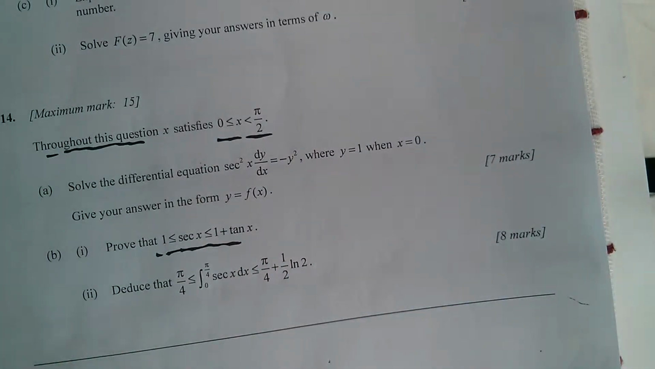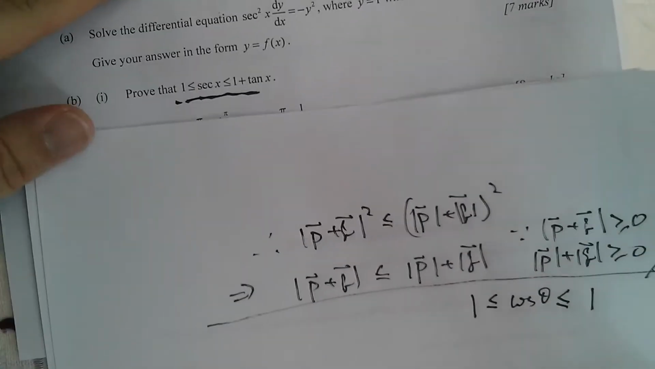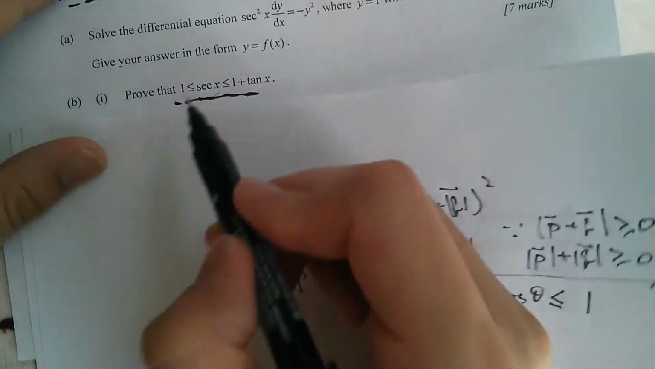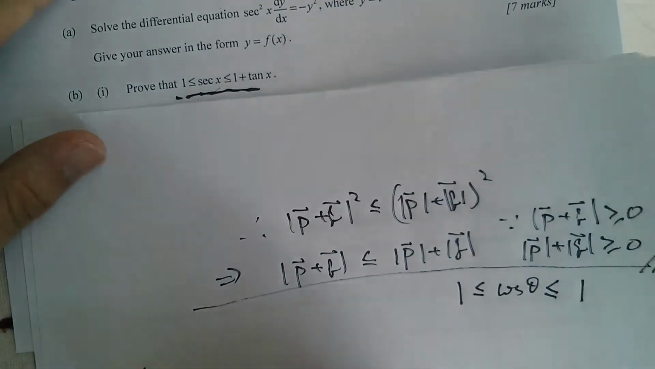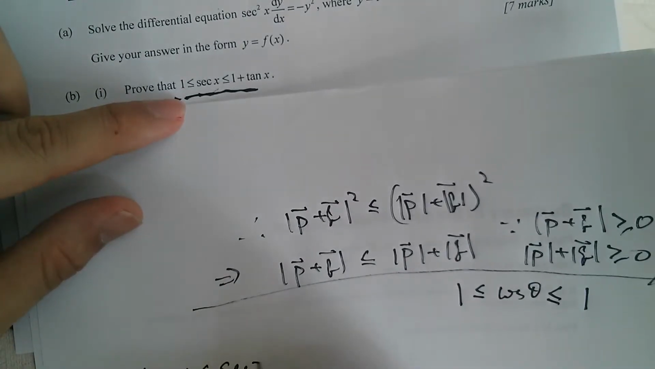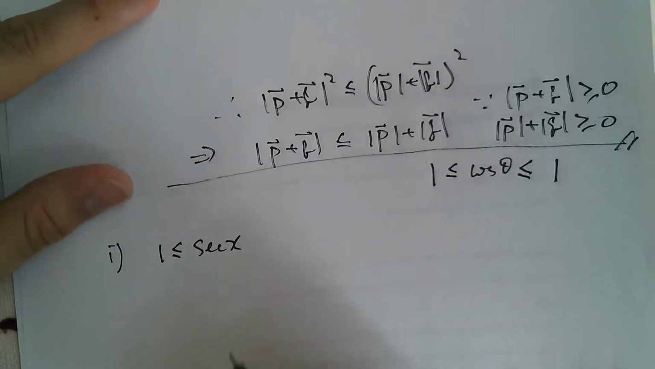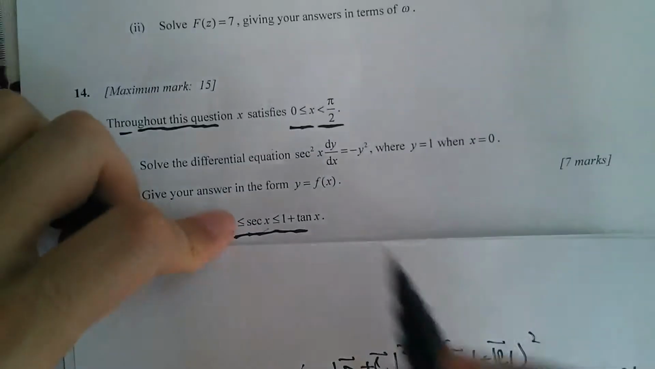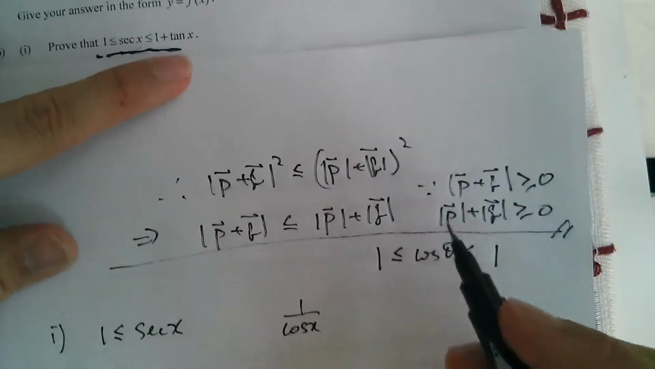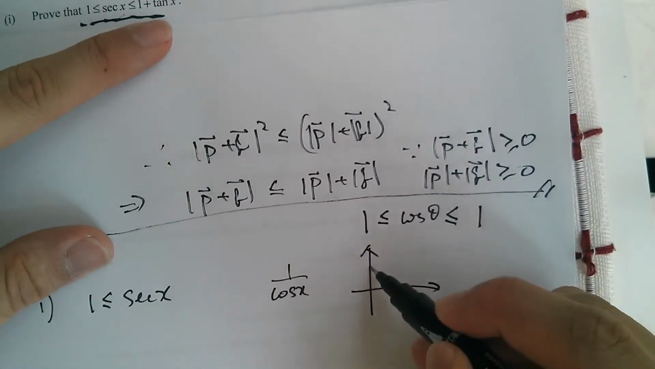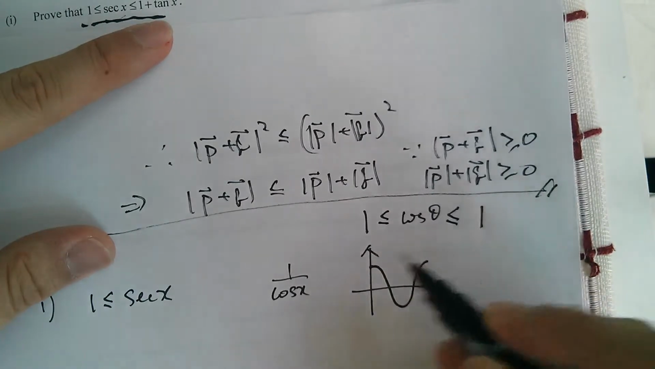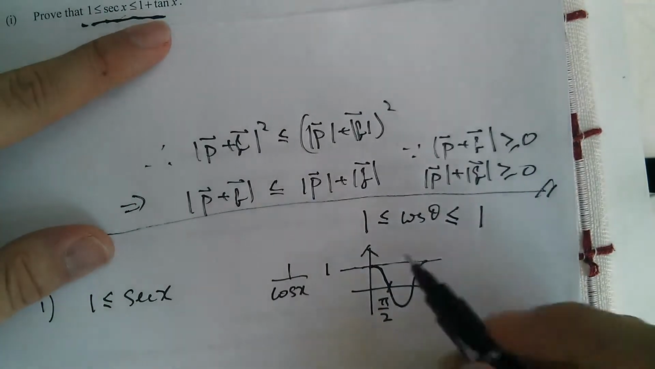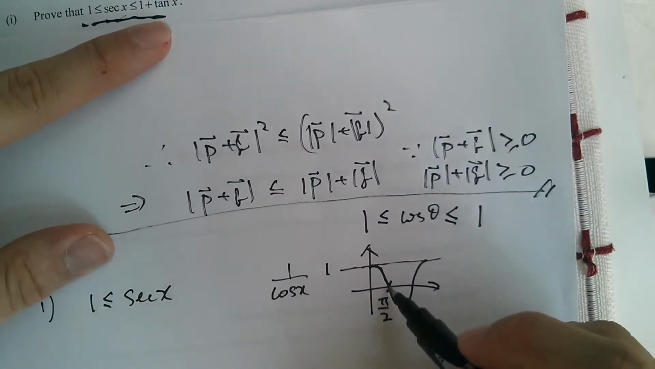So, let's try this. Why is that true? I think I would start from the left-hand side. First, I want to show that secant x is bigger than 1. Let's do some analysis. What is secant x? Secant x is 1 over cosine. Since the range is 0 to pi over 2, if we look at the graph of cosine, this is 1, this is pi over 2. So cosine is between 0 and 1. Well, if you have something between 0 and 1, this is 0.